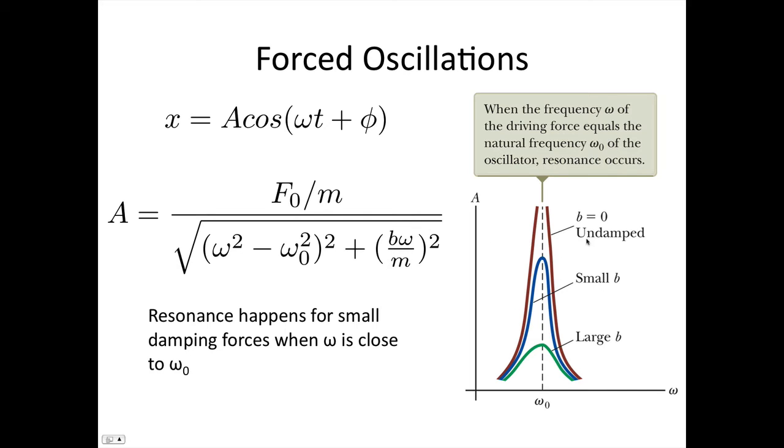If we have a completely undamped case where b is 0, then this term here is 0, and if it's undamped and we apply this driving force at the correct frequency, we can get the amplitude to go off to infinity. Okay, in reality you're not going to be able to do that, but in theory you could. So resonance happens for small damping forces when omega is close to omega naught, the natural frequency of the system. So any system that vibrates, you can find the natural frequency of, and if you apply a driving force at that frequency, then you will end up with resonance.